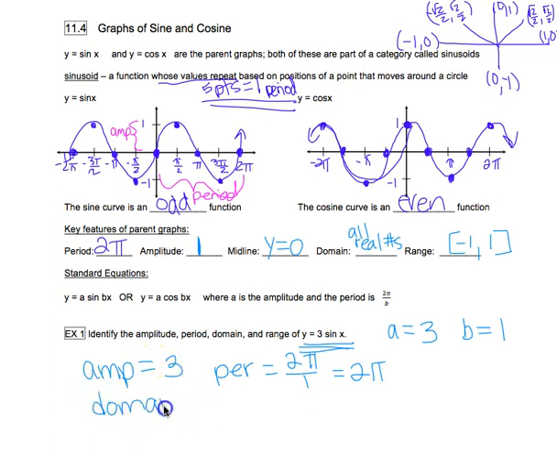Domain. Let me give you a hint on these sine and cosine, it's never changing. The domain on all of these sinusoids is always all real numbers. So don't pick anything else for domain.